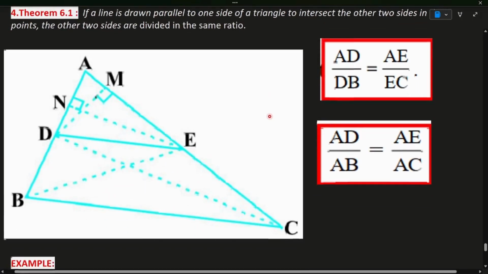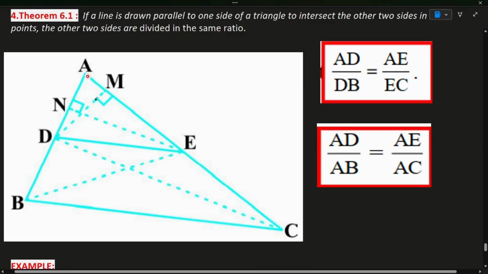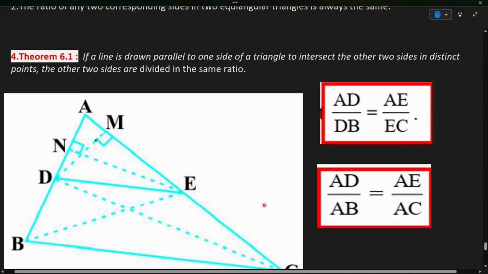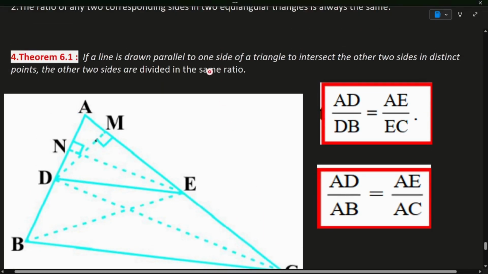What this means is, for example, ABC is a triangle, and a line parallel to the third side, for example DE, which is parallel to BC, cuts the lines AB and AC at distinct points. This parallel line cuts AB at D and AC at E. In this situation, the ratio of AD by DB equals AE by EC. Also, the ratio of AD by AB equals AE by AC. This also comes under the basic proportionality theorem.